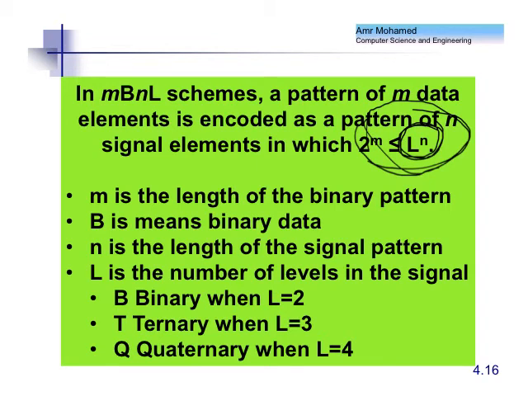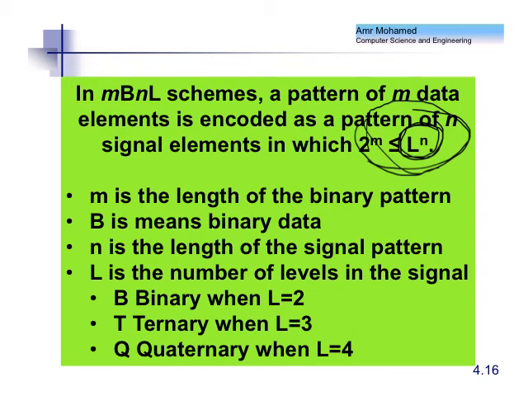If I see the letter T, which stands for ternary, this means that the number of levels in each signal element is 3. If I see Q in this letter, this means the number of levels is equal to 4. Q stands for quaternary. Okay? Or quarter. It refers to 4.